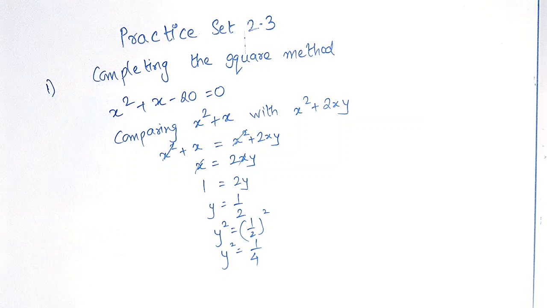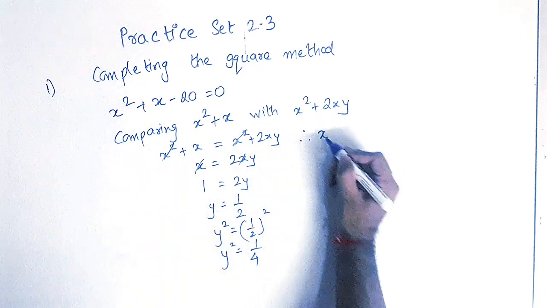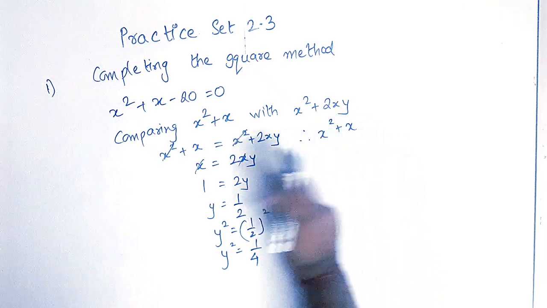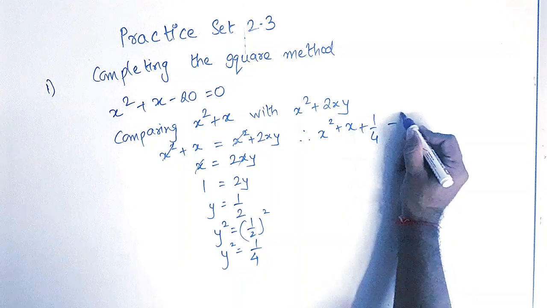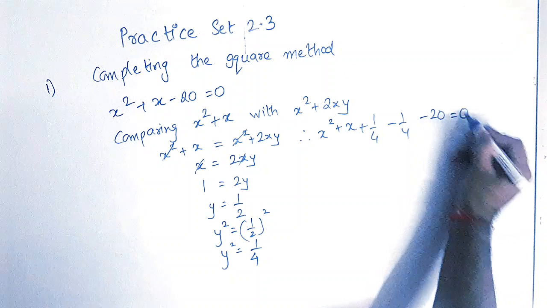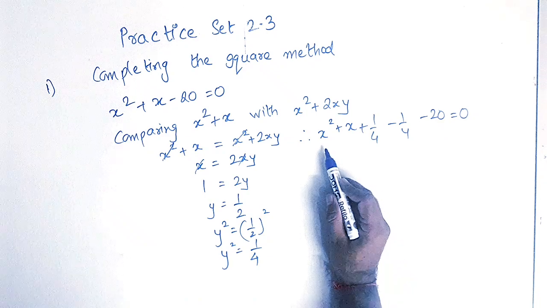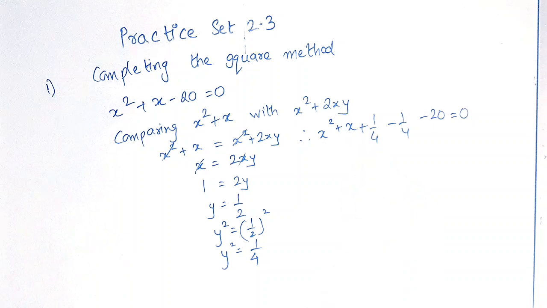So this we'll write like this. Therefore x square plus x, this we'll write plus 1 upon 4 minus 1 upon 4 and minus 20 equals to 0. Okay, why we are doing this, children? So that now we want something as a square plus 2ab plus b square.